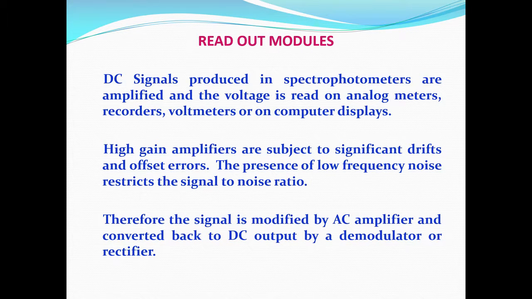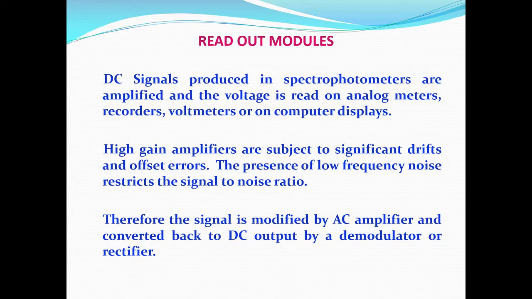So, once we know all these kinds of detectors, the next job of a spectrophotometer is to give out absorbance or transmittance data, right. What is important is that the DC signal produced by the spectrophotometer is amplified, and the voltage is read on analog meters, recorders, voltmeters, or on computer displays. These are the readout ways.